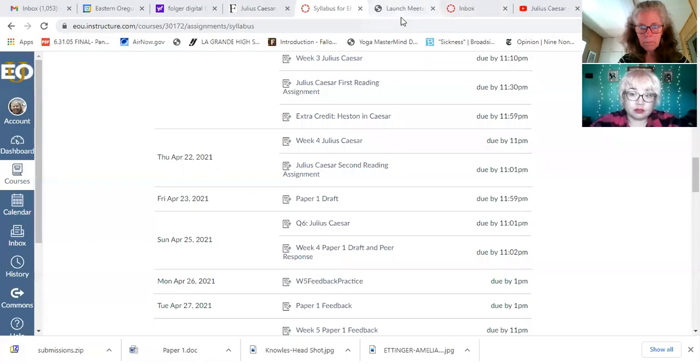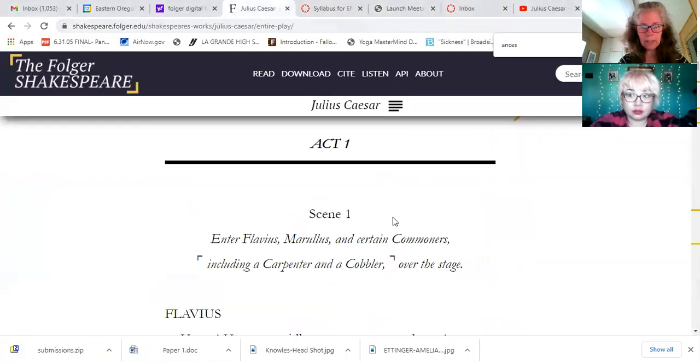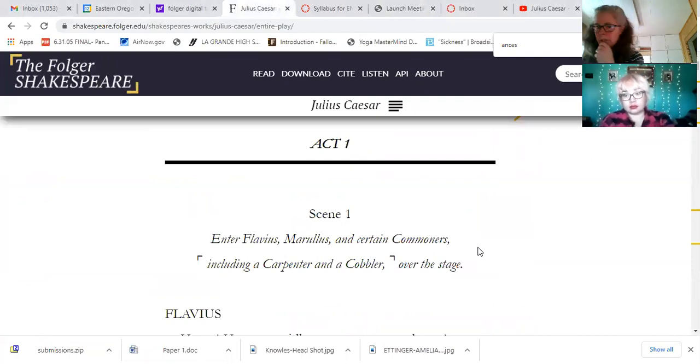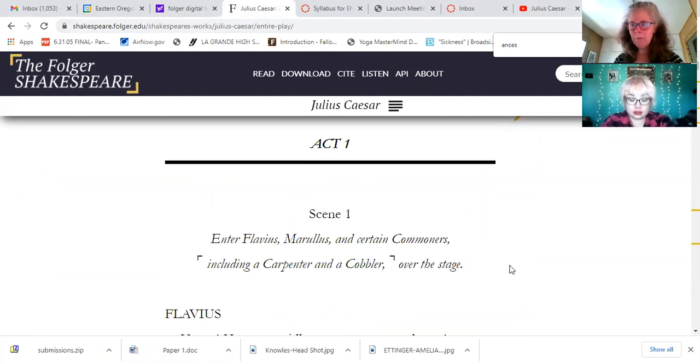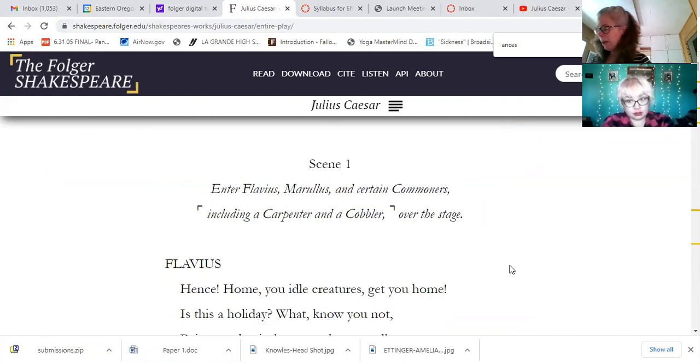So what I want to do is read just the beginning of the play and talk a little bit about the historical moment for these folks. So I'm gonna pull up the play on my screen here. If you have your copy, you might just pull it up so you can have a look at it. There it is. Okay, so we're just gonna read maybe the first 60 lines or so of Act 1, Scene 1, and then I'll talk just a little bit about it.